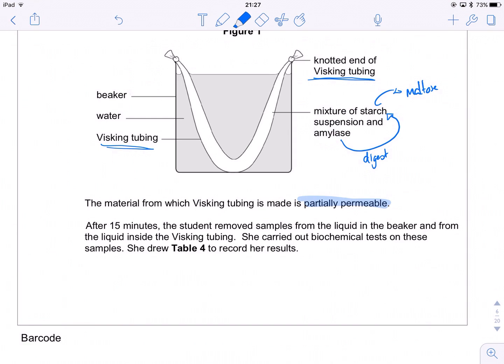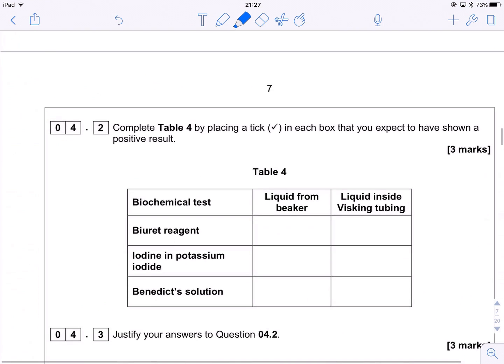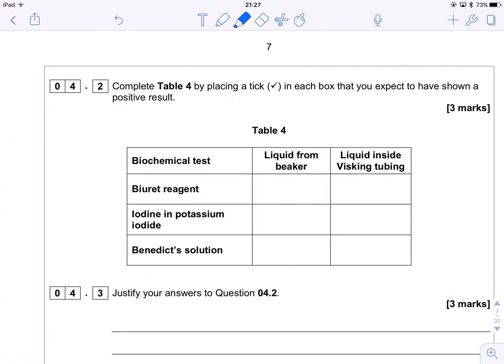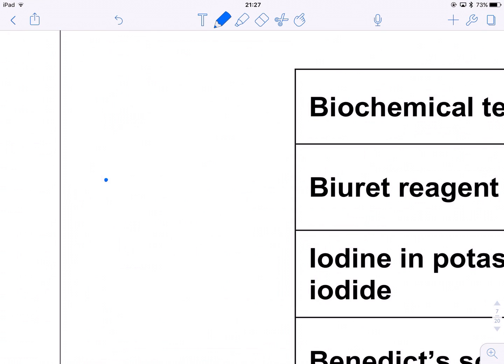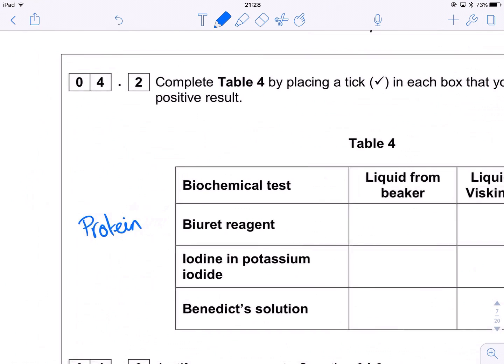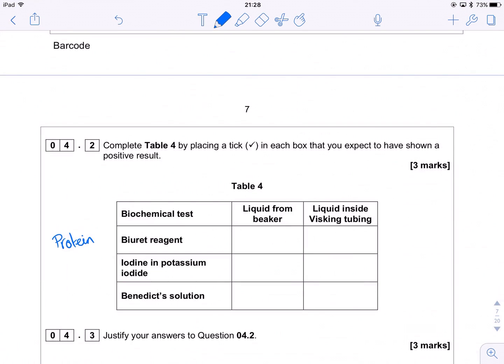And after 15 minutes, our student has removed samples from the liquid in the beaker and also from the liquid inside the visking tubing. And she's carried out a bunch of biochemical tests on those samples. And we've got to decide what's going on. So let's start with the biuret test. First of all, it's worthwhile saying that the biuret test is the test for protein or polypeptides, or the presence of a peptide bond. If you've got any doubts about your biochemical tests, check out my video. It's linked just above here, and it's Know Your Biochemical Tests, and it tells you everything that you need to know. So, protein. Well, do we have any protein?